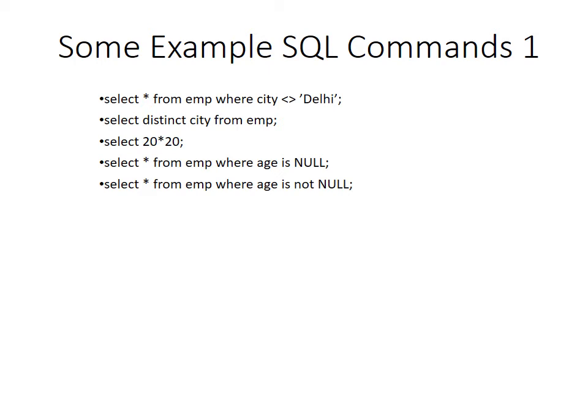So wherever those records are there in which the age is null, age is not entered, it will be displayed. Select star from EMP where age is null. Next one, select star from EMP where age is not null. That means wherever the data is there with the age, it should be displayed.